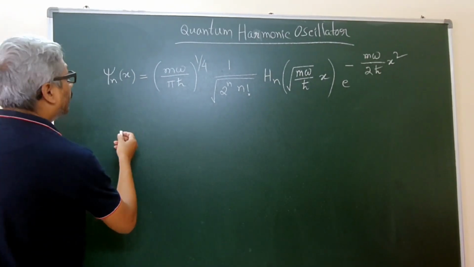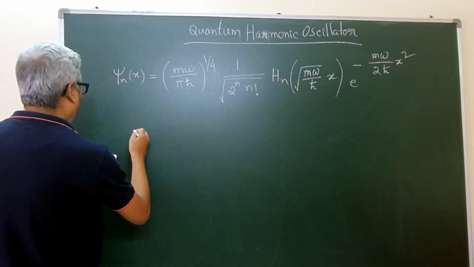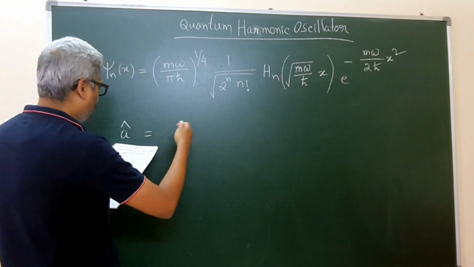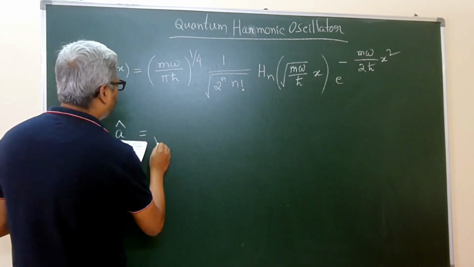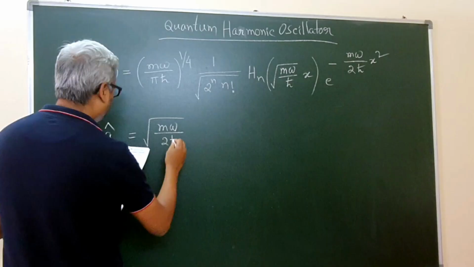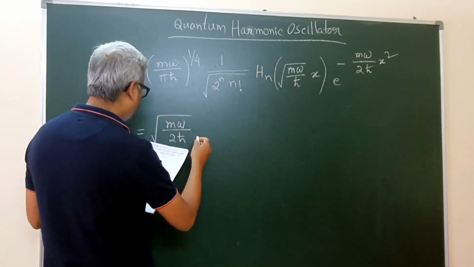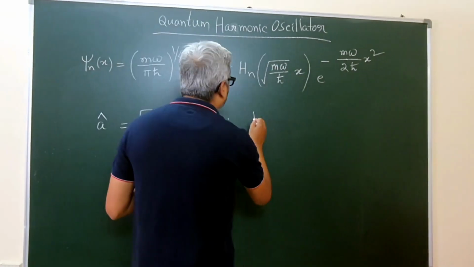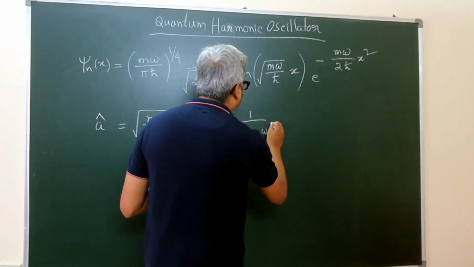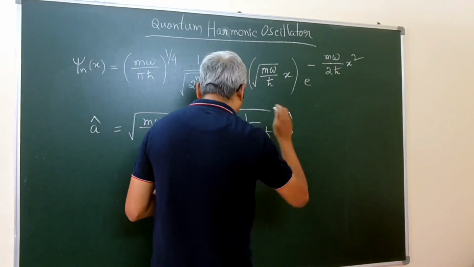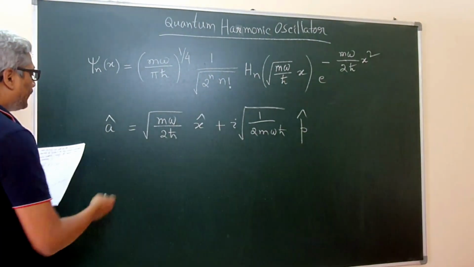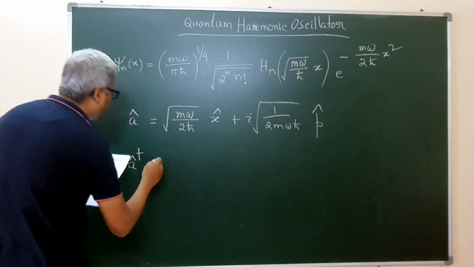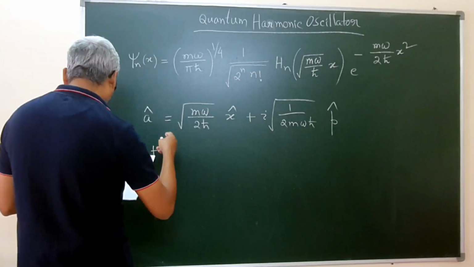So for this problem of the harmonic oscillator, we can construct these operators. a is called the annihilation operator, which is a combination of position and momentum in this way: square root of m omega by 2 h bar times x, the position operator, plus i, the imaginary unit, times square root of 1 by 2 m omega h bar times the momentum operator. And its Hermitian conjugate, a dagger, is called the creation operator. Why they are called creation and annihilation operators, we will see later.